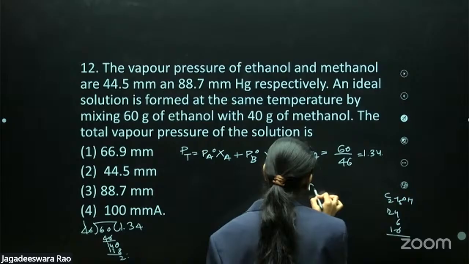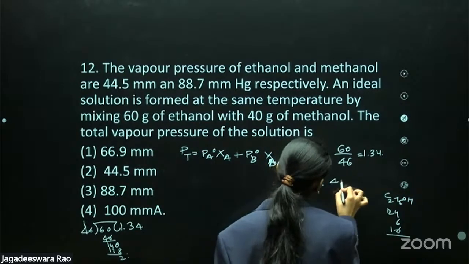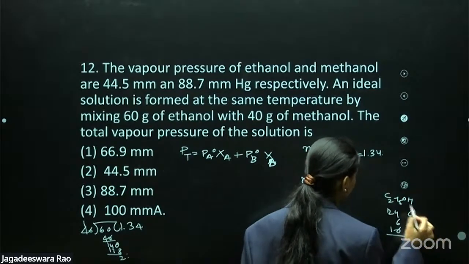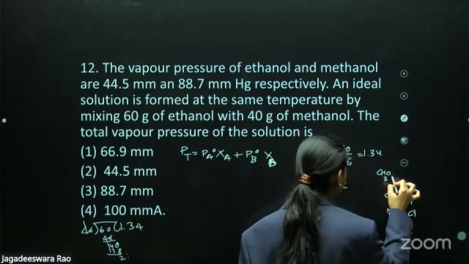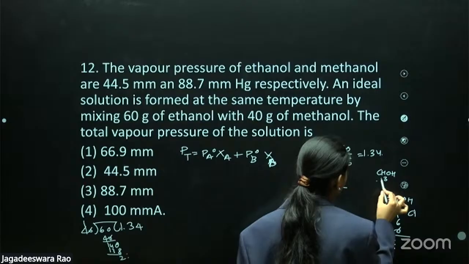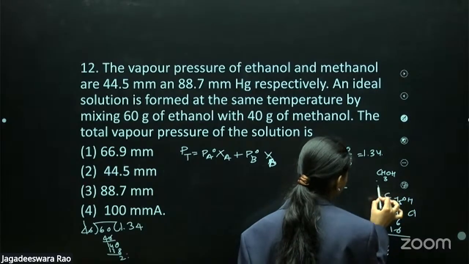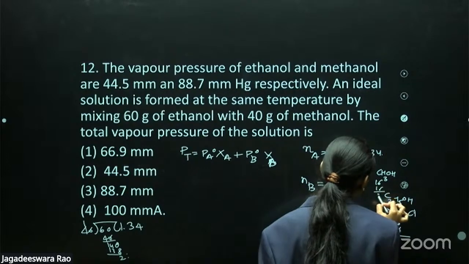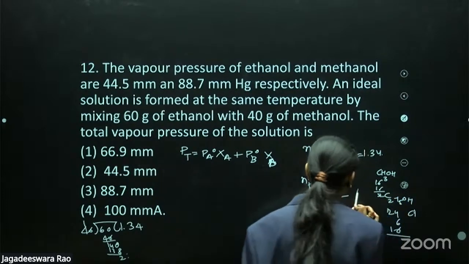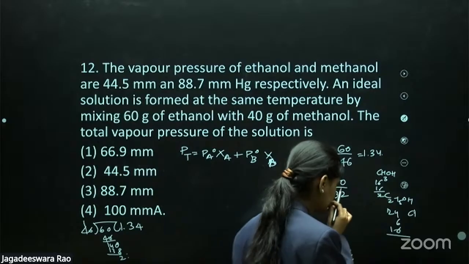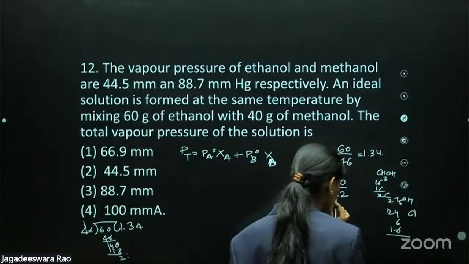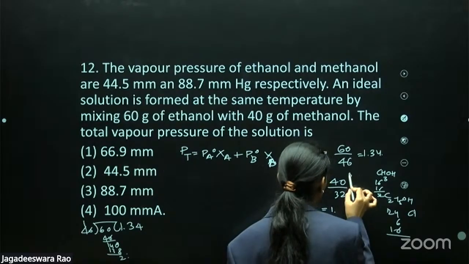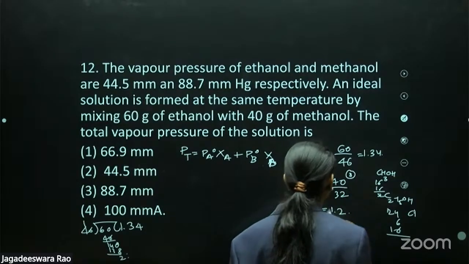Then for B, 40 gram is there, and methanol is just CH3OH. So CH3OH is 12 plus 4 plus 16, which is 32 gram, right? So 32 grams. When you do that, you'll get 1.2 moles.